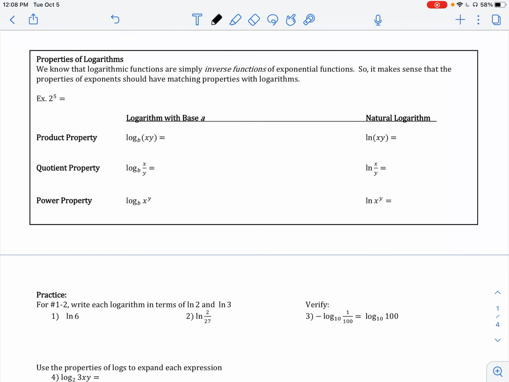Let's talk about some properties of logarithms. And I know that we've already discussed some properties here in this course regarding logarithms, but I wanted to go a little bit further and discuss the product, the quotient, and the power properties.